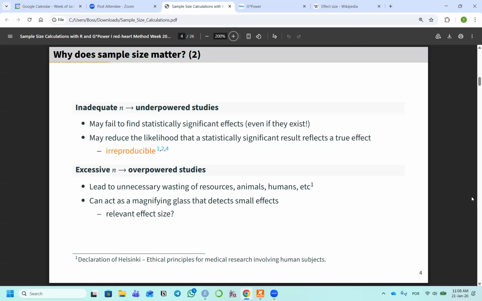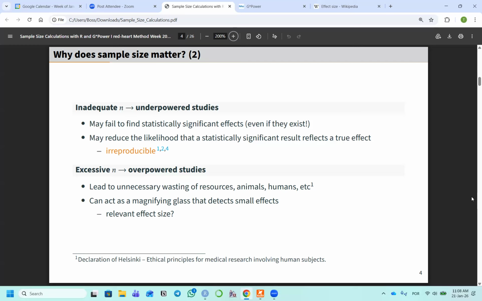And on the other extreme, if we have a very large sample size, in most cases this is good if we have enough funds, and we call the study overpowered. But sometimes this also leads to unnecessary waste of resources like animals and humans. You can think of it that if you are conducting clinical trials, there is the Declaration of Helsinki. So there are some principles that should be followed if we are conducting medical research involving human subjects.